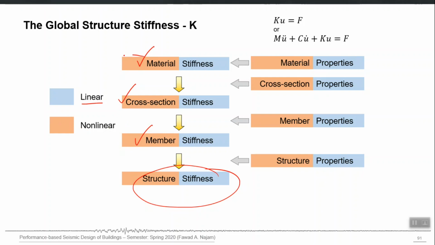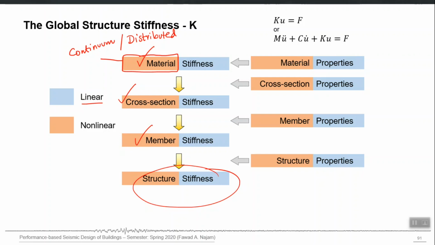So I can say that this part, this material nonlinear approach, is actually the continuum approach or distributed plasticity approach, because in these two approaches you directly make the material nonlinear and there is no need to do anything else, no need to modify the model at a higher level, right? You directly make steel nonlinear, concrete nonlinear, and let that manifest at cross-section, member, and structure levels.